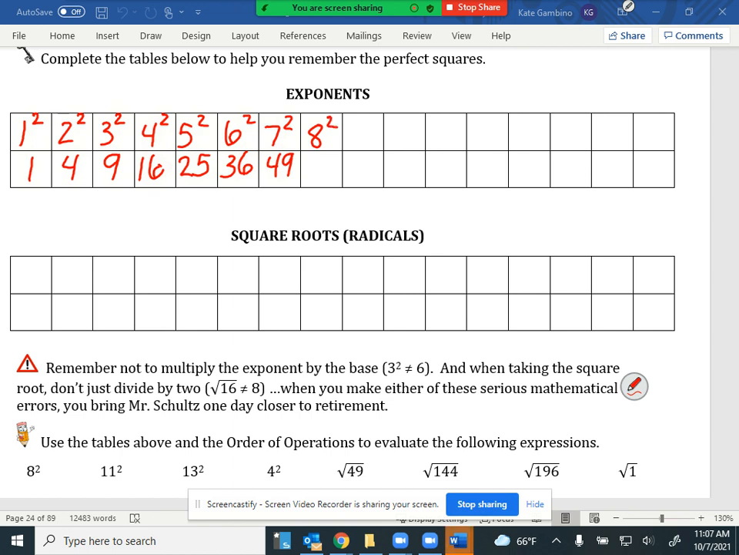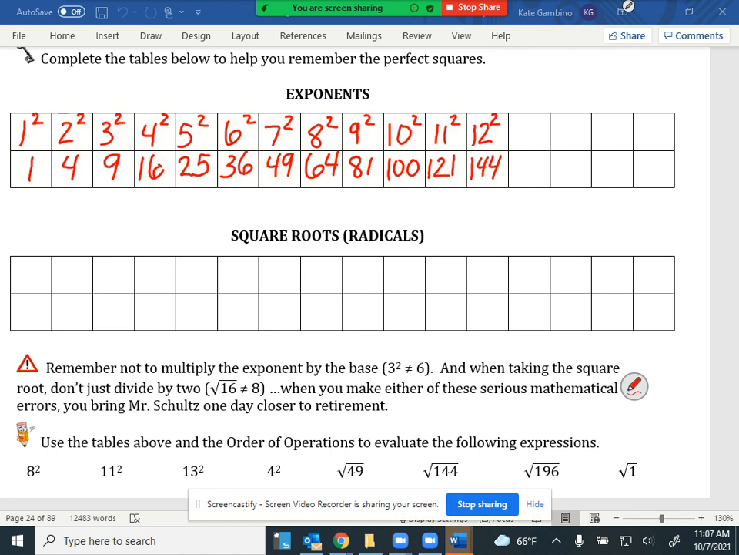8 squared, 8 times 8 is 64. 9 squared, 9 times 9 is 81. 10 squared, 10 times 10 is 100. 11 squared, 11 times 11 is 121. 12 squared, 12 times 12 is 144.